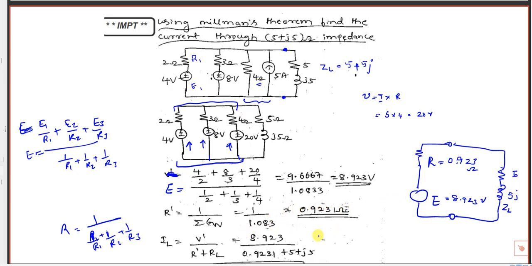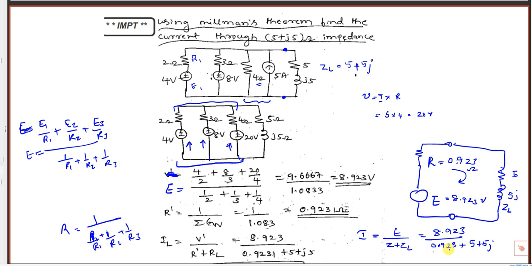So now the current is given by IL. Current is given by E divided by Z plus ZL. E value is 8.923. If it is a pure DC network, we'll get only R. In general, we can write Z plus ZL. So here 0.923 plus 0J, because resistance is there, reactance is not there, plus ZL, where ZL is 5 plus 5J.